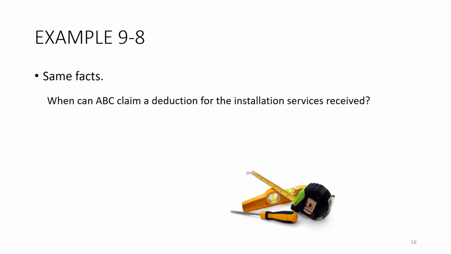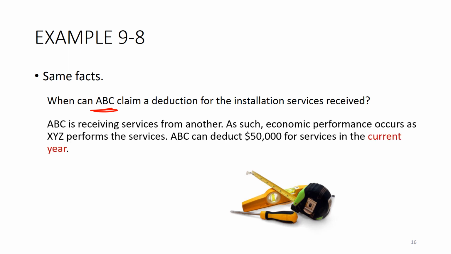Same facts, except now we're asking, what about ABC? They haven't received the invoice yet. They've received the services, but they haven't received the invoice. They would be entitled to deduct the cost as well, $50,000 in the current year. They're receiving services from another, and economic performance has already occurred.